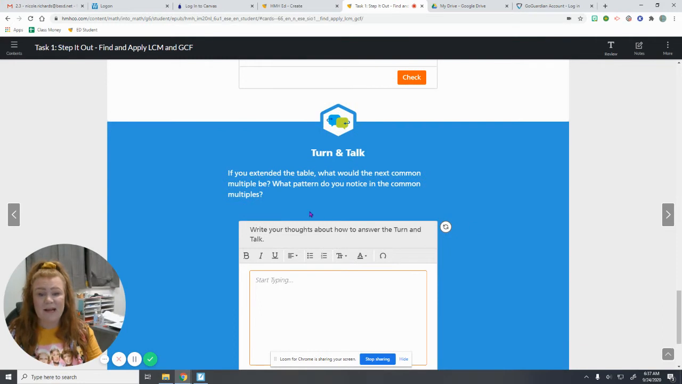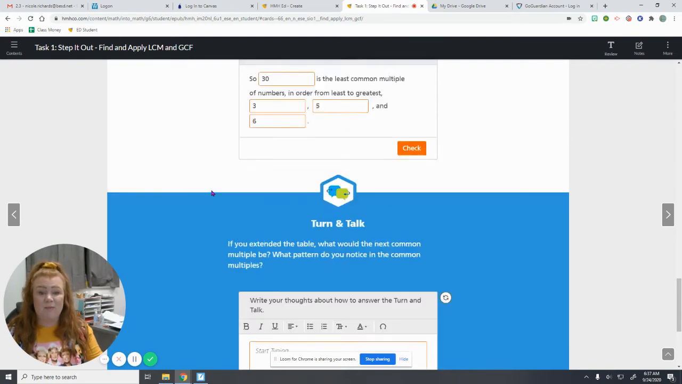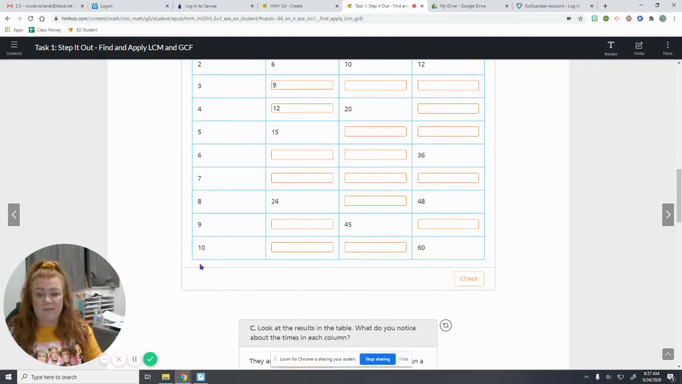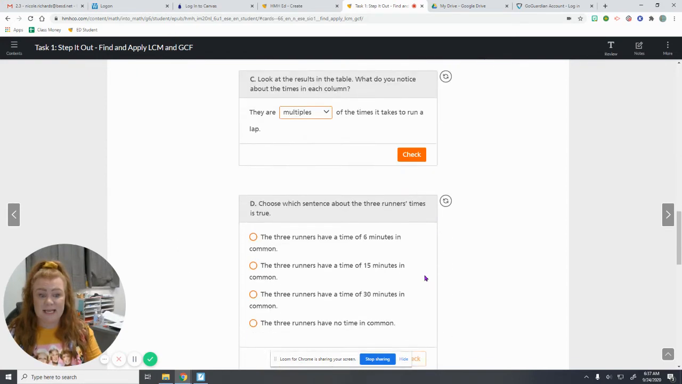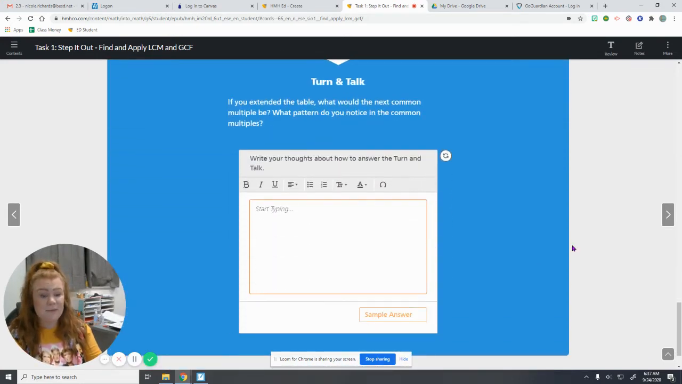Okay, so go ahead, and this is asking if you extended the table, that means added to it, what would the next common multiple be? So if they ran 11 laps, tell me how many minutes for 3, for 5, and for the 6 for your turn and talk there. Let's go ahead and pause and do that. Oh, and then also make sure to tell me about other patterns you notice.